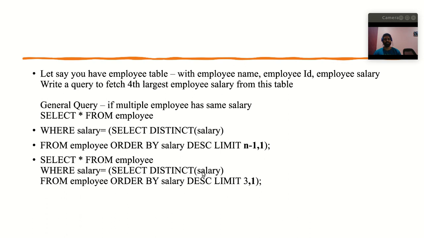Okay, so this is the whole query: select star from employee where the salary equals to select distinct salary, because there may be a chance that different employees have the same salary. So for that we are using distinct from employee order by salary in a decreasing order, and then limit 3 minus 1. Okay, so this is one of the MySQL interview questions you may get. And also the other questions you may get: what is indexing and what is the use of an index.